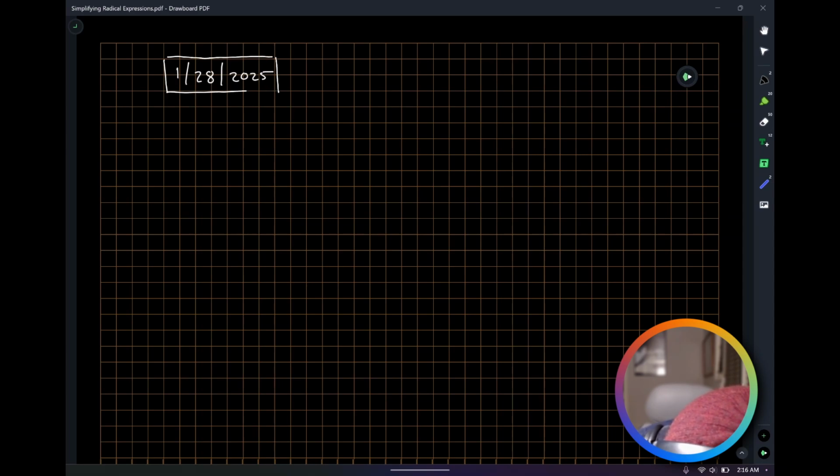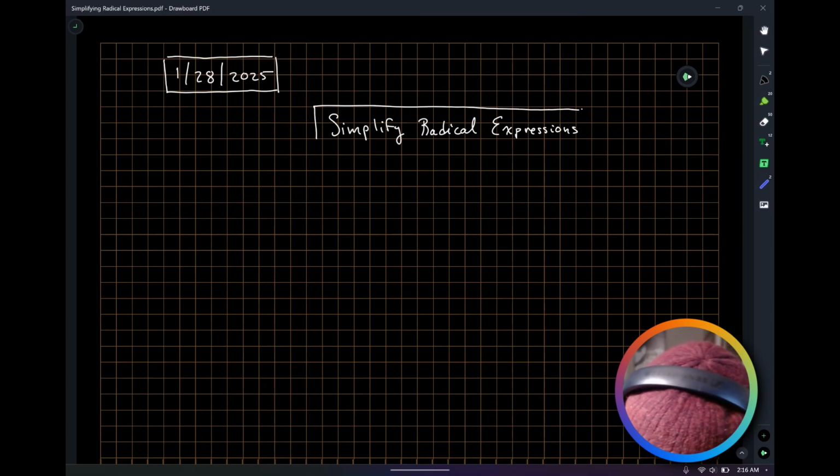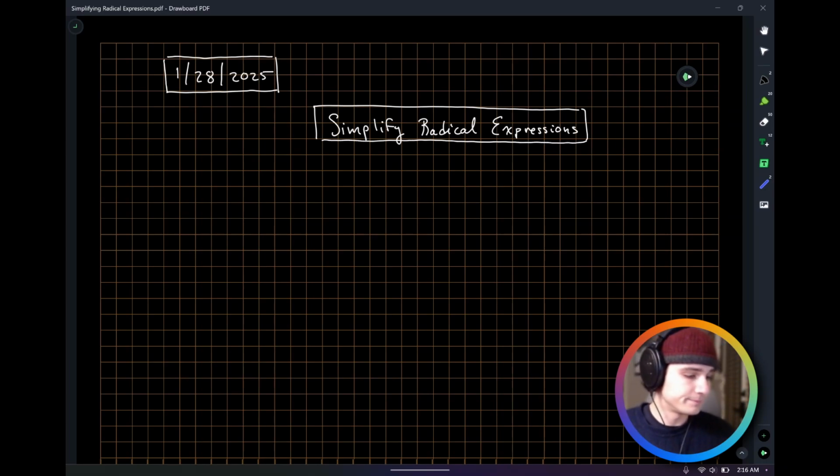Alright, it's the 28th. Got 6 examples that'll hopefully teach you something. Today we're simplifying radical expressions. Alright, 2 learning targets.